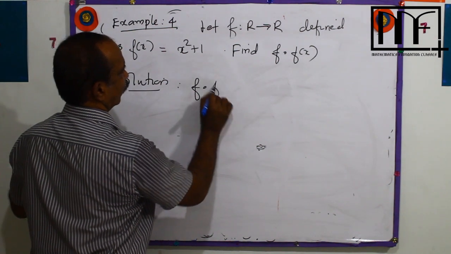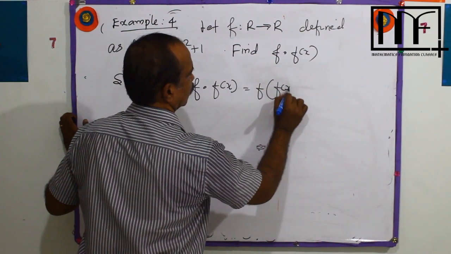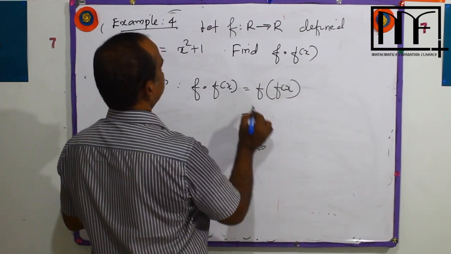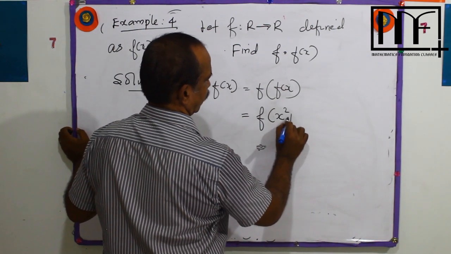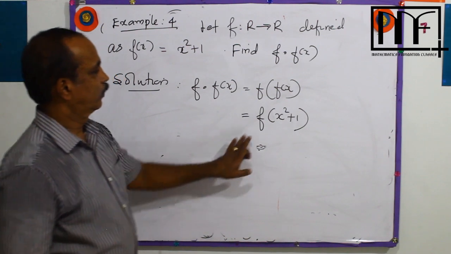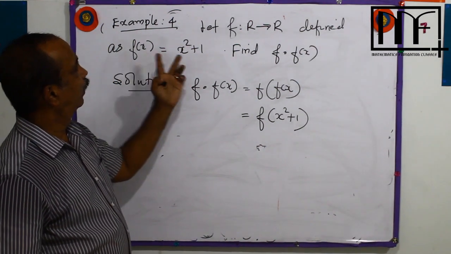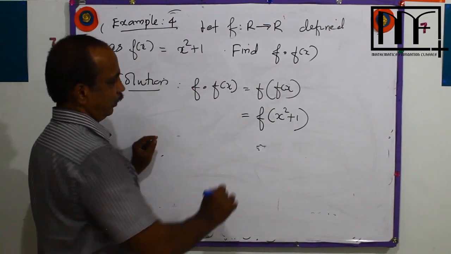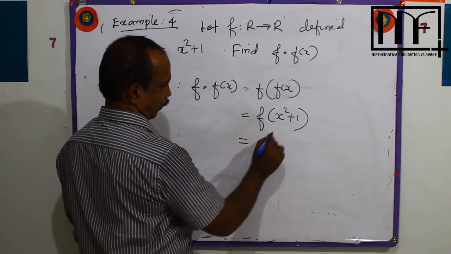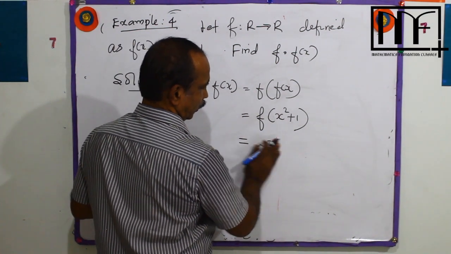F of f(x), which is function of f(x), is equal to, f(x) is x square plus 1, where f of x square plus 1. Now what is in place of x? We have x square plus 1. Therefore, here f of x square plus 1 is f of, in place of x we put that.